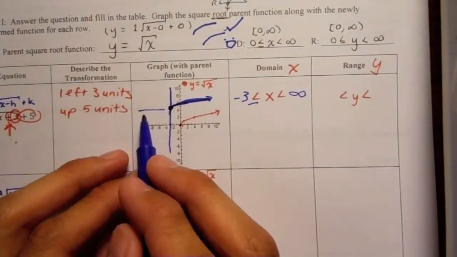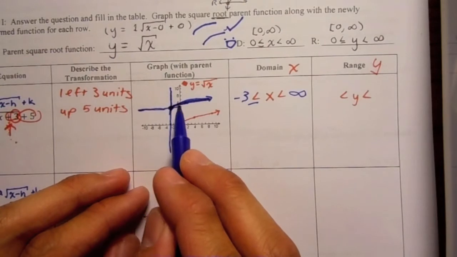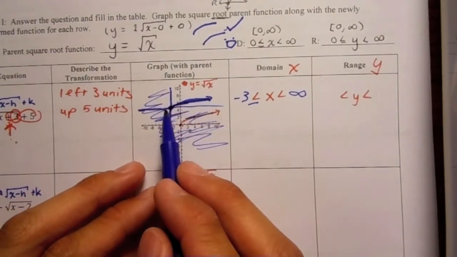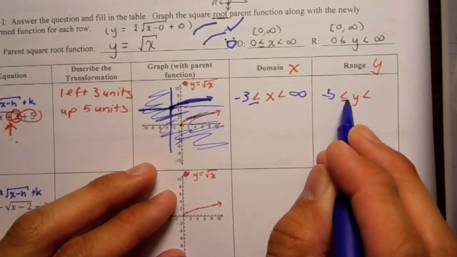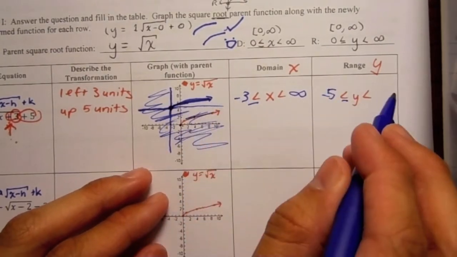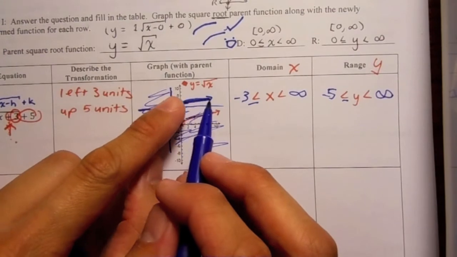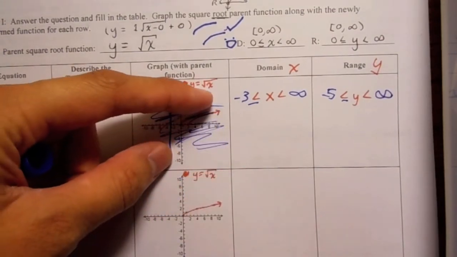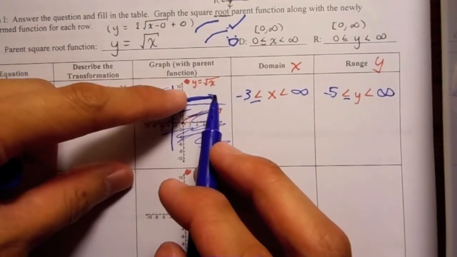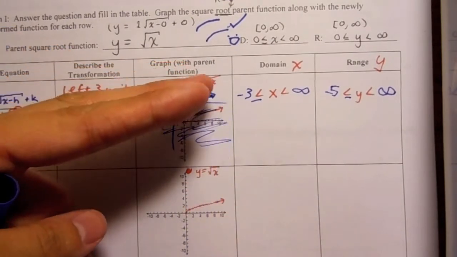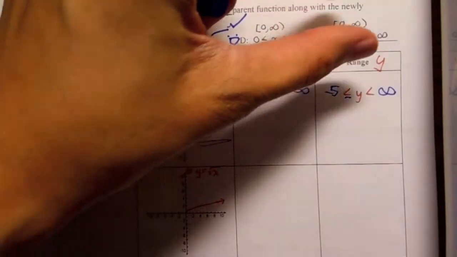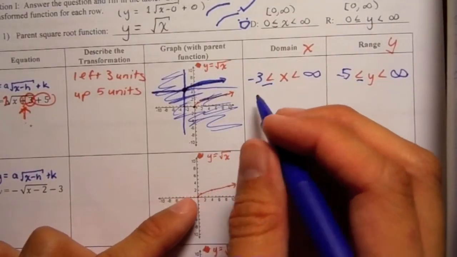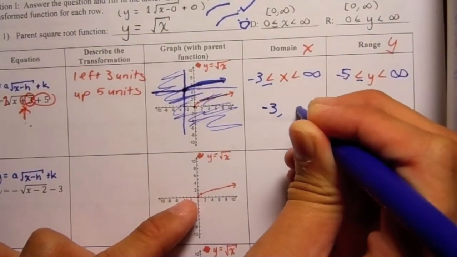Same thing for the range, except this time you scan from the bottom to the top. Your newly transformed graph starts off when y is -5, included, all the way to infinity. And don't let this graph throw you off. Just because it's not going up as quickly doesn't mean it's going to stop at some point here. Even though it's increasing at a very slow pace, it is still going to be increasing forever and ever and ever. And to write this in interval notation, we have -3 to infinity.